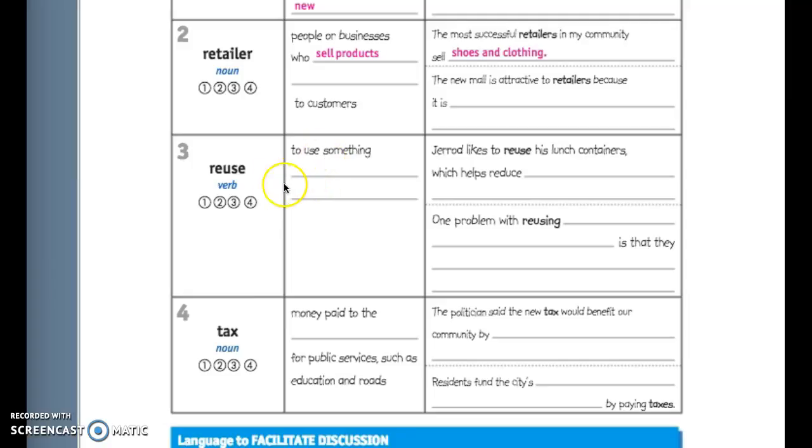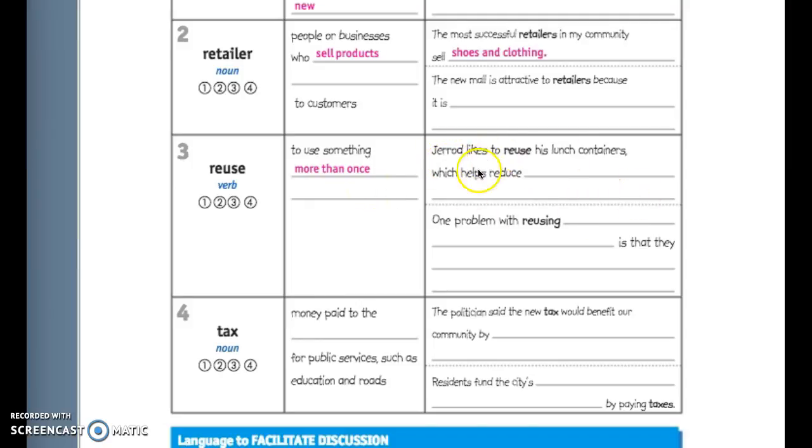And the definition of reuse, which is a verb, remember, something you can do, is to use something more than once. All right? I'm going to reuse it or use it again. Remember, the prefix re means again. So you're going to use something again, to use something more than once. It's a fairly simple word.